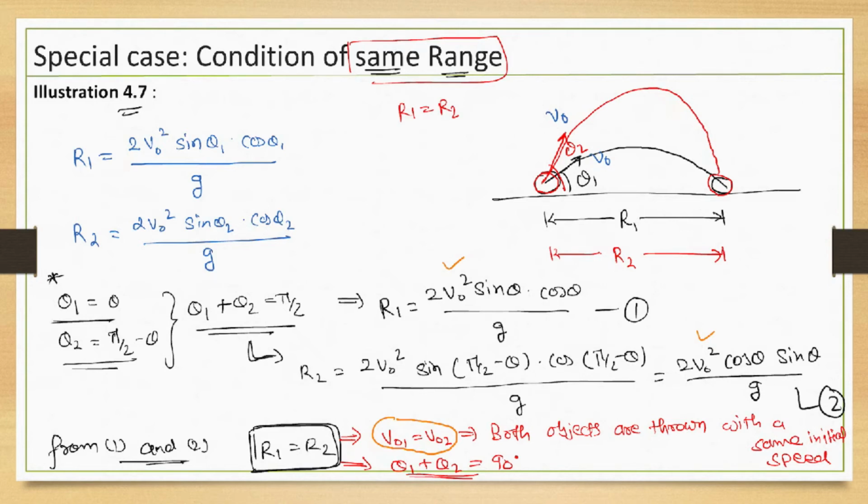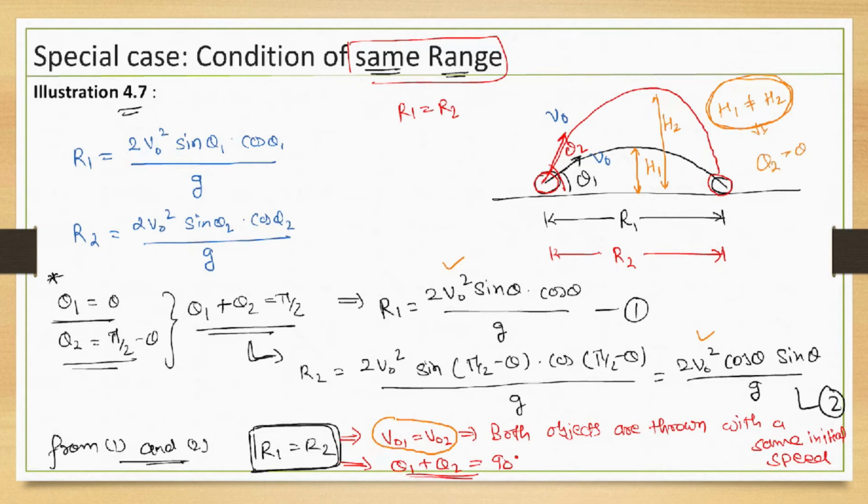Okay, so if two objects are thrown in such a way that the initial speed is the same and the summation of the angles of projection is 90 degree, then the range of both the objects is the same, but the maximum height is different. Consider this maximum height h1 and this maximum height h2, then you must remember h1 does not equal h2. Here you must note this condition.